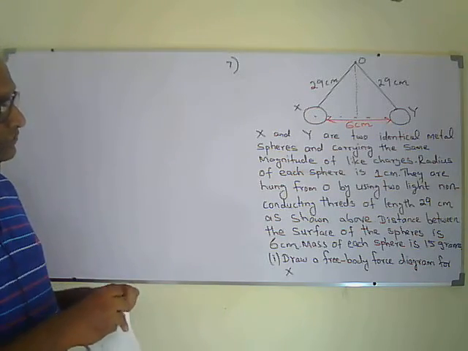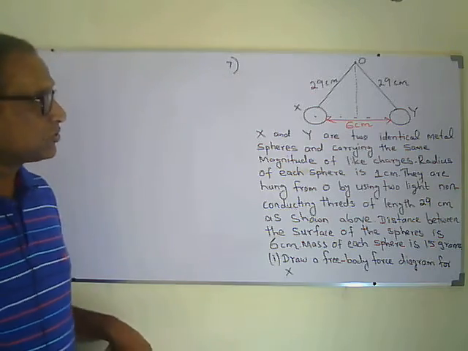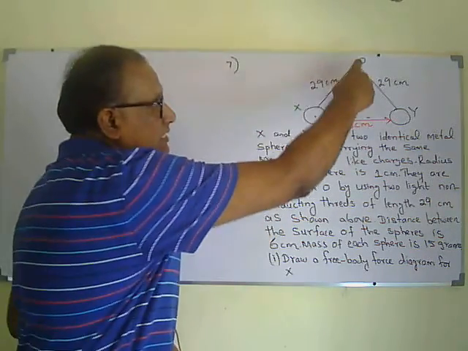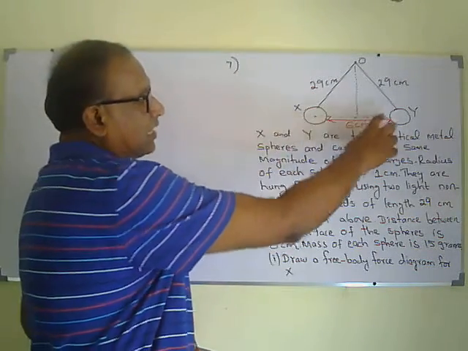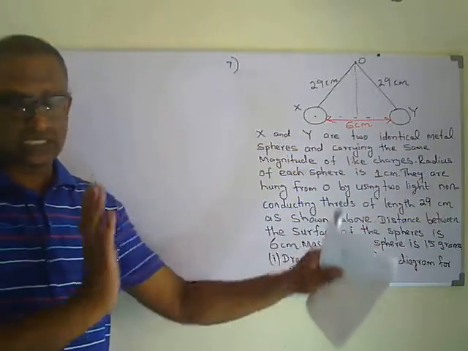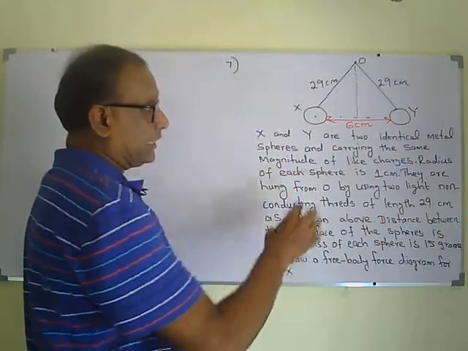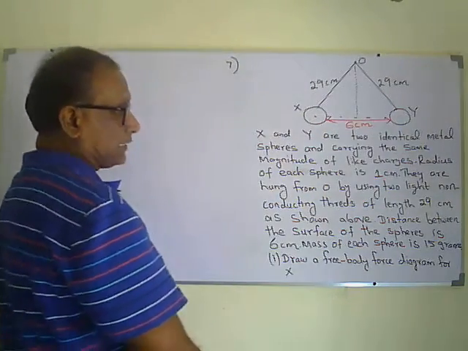The radius of each sphere is 1 centimeter, so the distance of the center from O will be 30, and this is also 30. They say the two metal spheres are 6 centimeters apart from surface to surface. So from center to center, they will be 8 centimeters apart: 6 plus 1 plus 1, 8 centimeters.